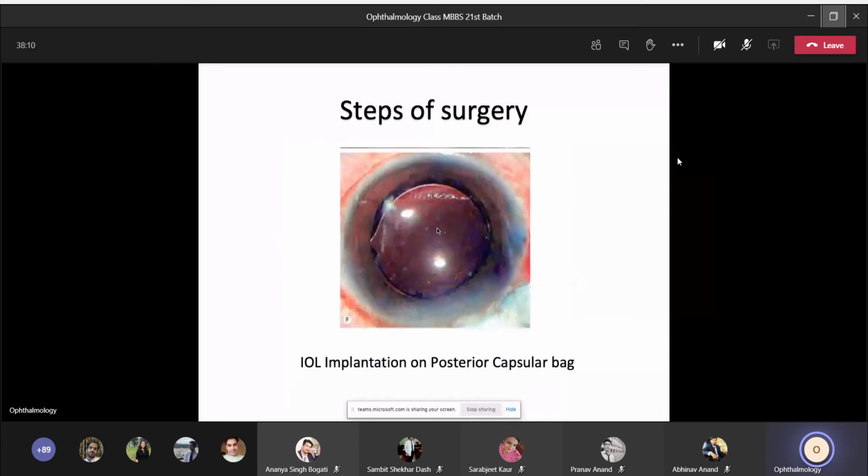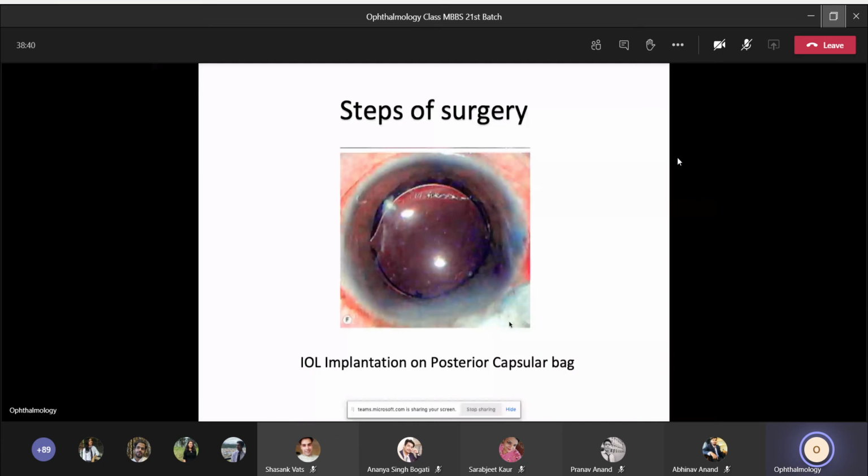So once this is clear, now the posterior capsular bag is clear. Now we have to implant the intraocular lens. So you can see this is the intraocular lens, the round shaped glassy structure. This is the optic part. You can see the handle here. This is the haptic part. So we have to implant this intraocular lens in the posterior capsular bag.